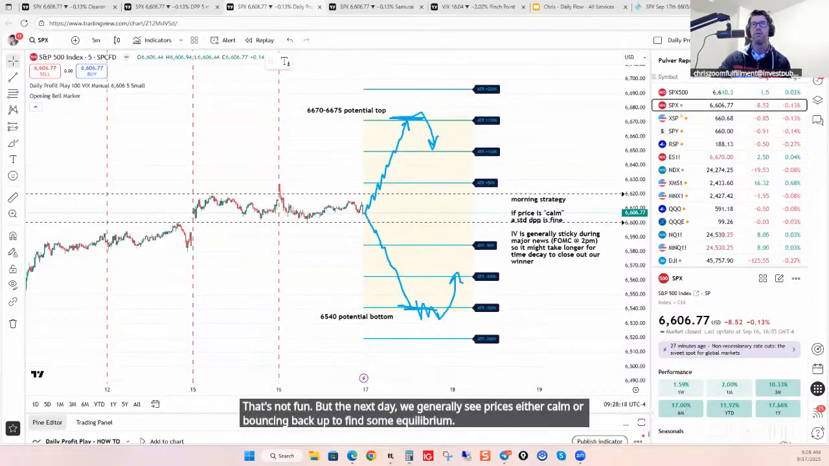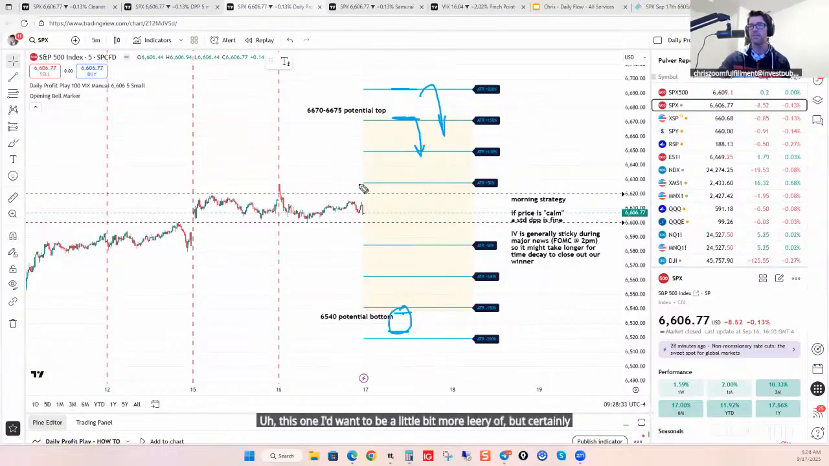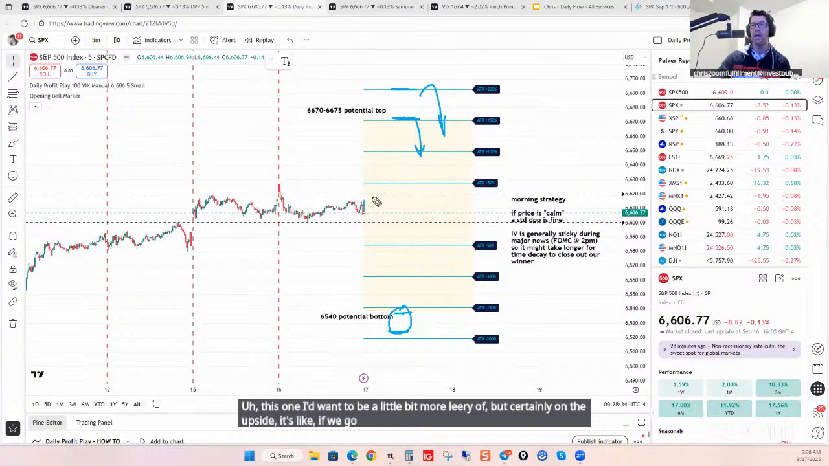But the next day, we generally see prices either calm or bouncing back up to find some equilibrium. So what I'm looking at is possibly going to this level, okay, and looking at tomorrow's expiration for a credit spread, or going down to this level. This one I'd want to be a little bit more leery of, but certainly on the upside, if we go grinding higher, I don't think that we have a huge rip to the upside. I think it's going to be more of the slow and steady rally.